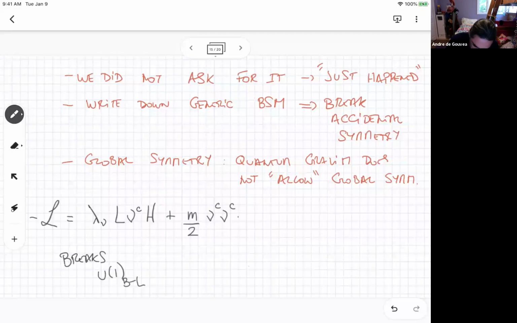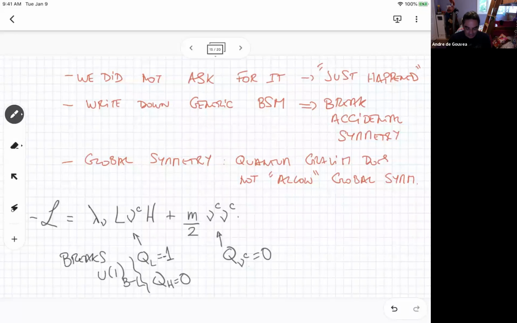You can say, okay, if I stare at this term here, if I say that the nu c has 0 B minus L charge, and then if I stare at this term, the B minus L charge of the L is 1, and the B minus L charge of the Higgs is 0. Or if you want to be precise, this is B minus L, so it's minus 1. So if I have charge assignments that look like that, then you see that B minus L is broken. Okay, so I say, oh, so this doesn't work. So let's try a different assignment.